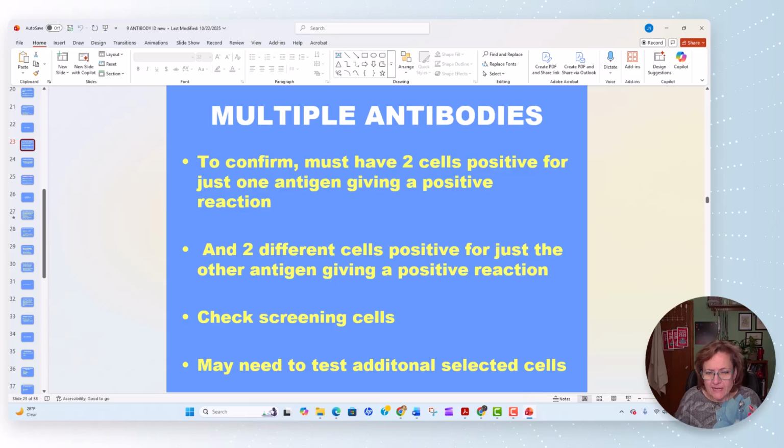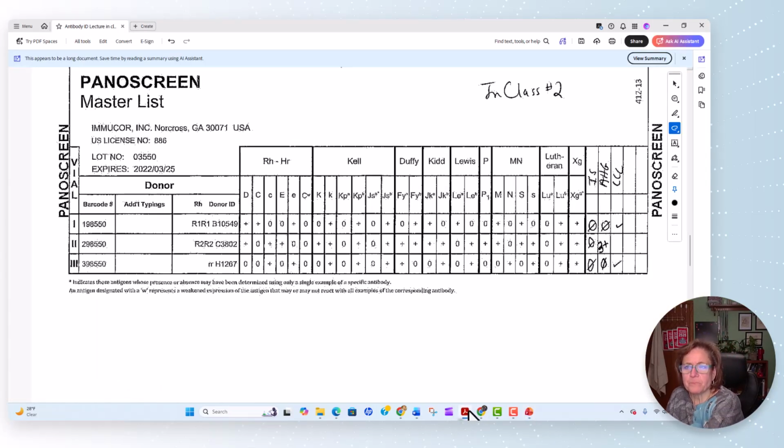So let's look at the actual antibody. We're going to go ahead and do another one together. So here is our in-class number 2. You can see down here we have one positive. We have two that are negative, so we can use both of those rows to rule things out, and check cells work, so we're good to go.